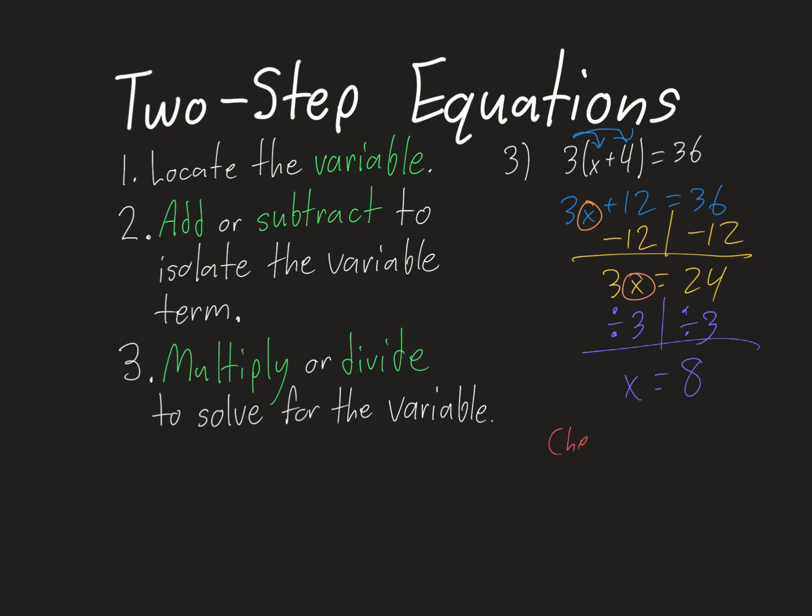To check our answer, we will once again plug our variable into our problem. 3 times 8 plus 4 is equal to 36. Well, first of all, 8 plus 4 is 12, and 3 times 12 does indeed give us 36. We have solved correctly.